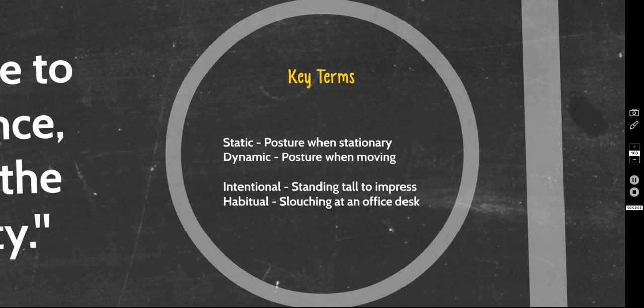Couple key terms. There'll be a few that pop up throughout today, but just stuff we want to get started with is static versus dynamic. So static posture is obviously when we're stationary, and dynamic posture, or mobility, how mobile you are, is when we're looking at posture when moving. Then we have intentional. This is when we are consciously standing tall or standing in good posture to impress someone. That's a good example of that. The other one, habitual. It's when you're not thinking about it, or slouching at an office desk is a common one there.